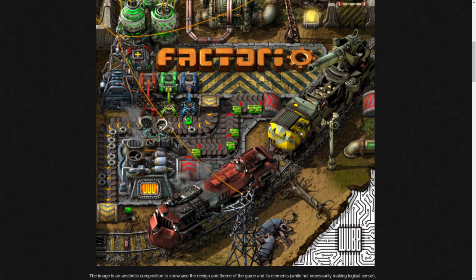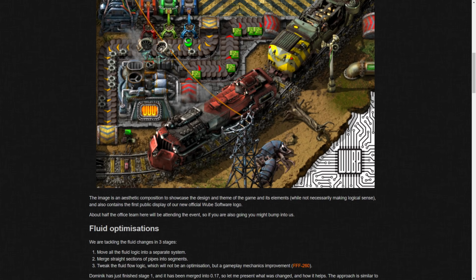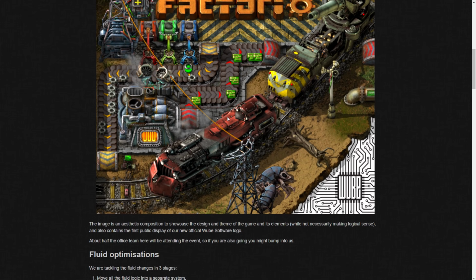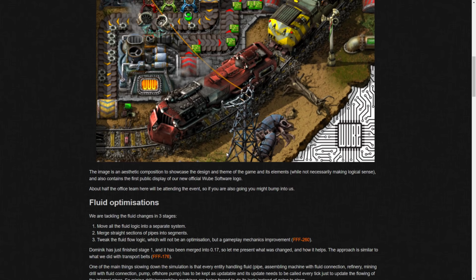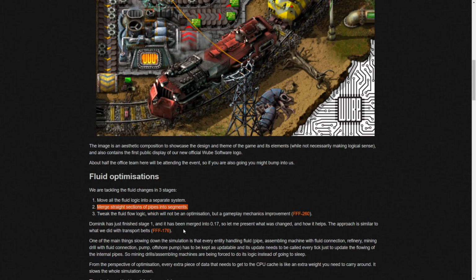Yeah, for sure. So moving on to the super exciting part, fluid optimizations. They're doing fluid optimizations in 3 stages. The first is to move all the fluid logic into a separate system, merge straight sections of pipe into segments, which they talked about in the previous Friday Facts where they discussed this thing. You can see a link here. And then tweak the fluid flow logic, which will not be an optimization, but a gameplay mechanics improvement.